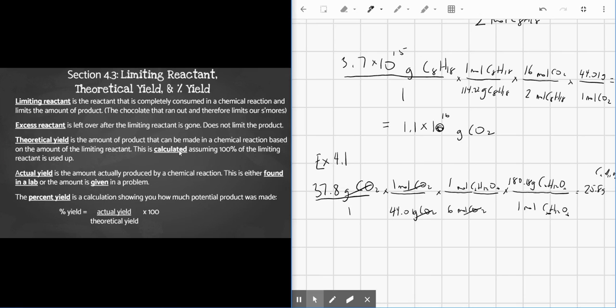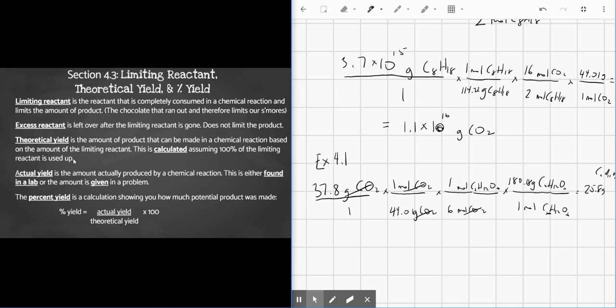A few definitions. The limiting reactant is the reactant that's completely consumed in a chemical reaction, and it limits the amount of product we can make. The chocolate that ran out and therefore limits the s'mores was the limiting reactant from that example. The excess reactant is left over after the limiting reactant is gone. It does not limit the product. So my marshmallows and my graham crackers were my excess reactants. And usually the excess reactants, again, we kind of don't worry about them usually.